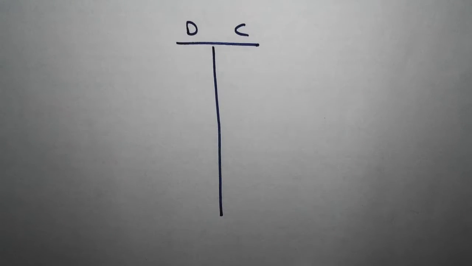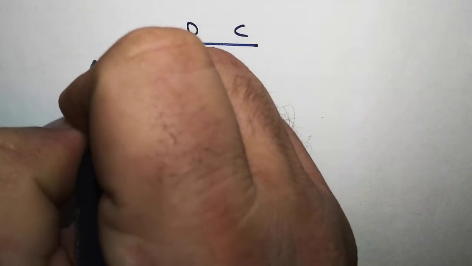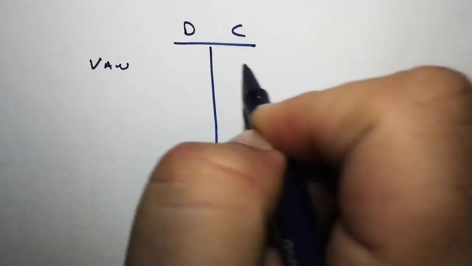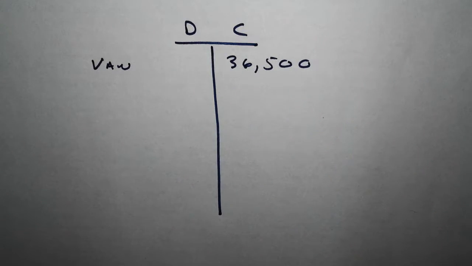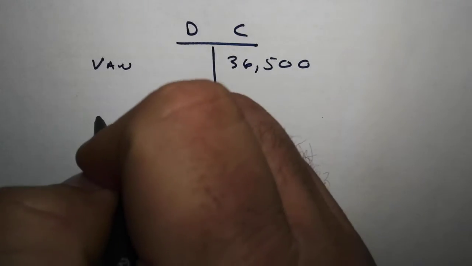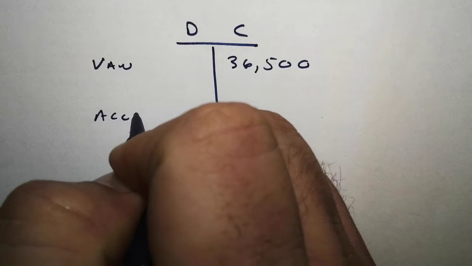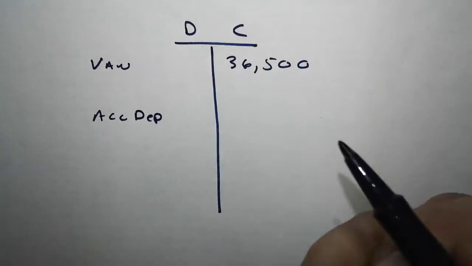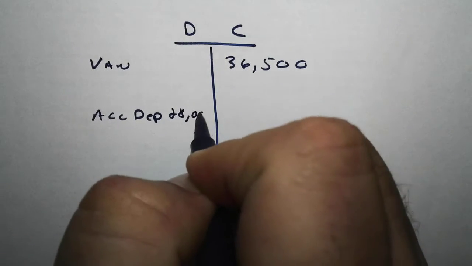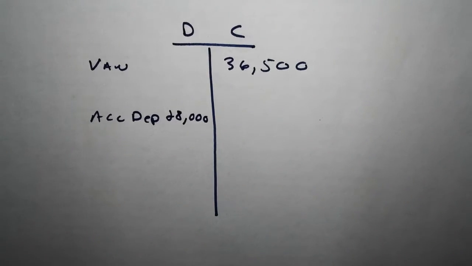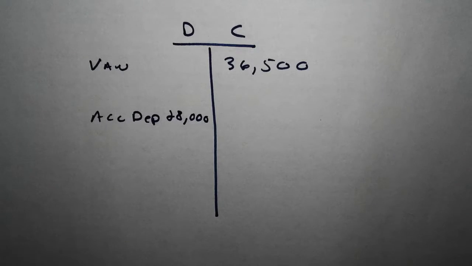So again, we want to get rid of that historic cost or that historic balance of the van. So that's going to be a credit to van for 36,500. And then the accumulated depreciation again is the same. So we'll just do accumulated depreciation, and that's going to be a debit of 28,000. All right, so again, we're in that spot where we've gotten rid of the old asset.